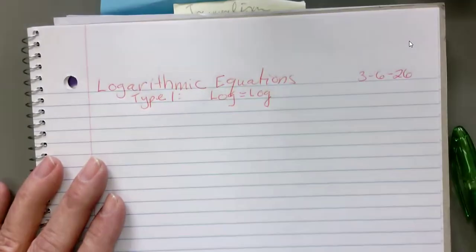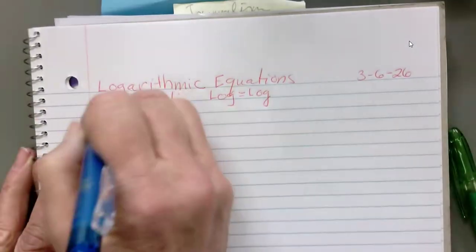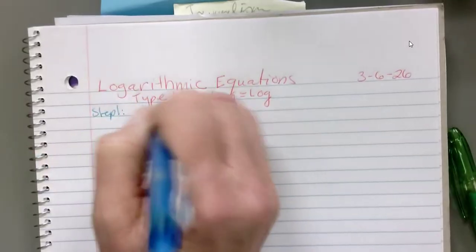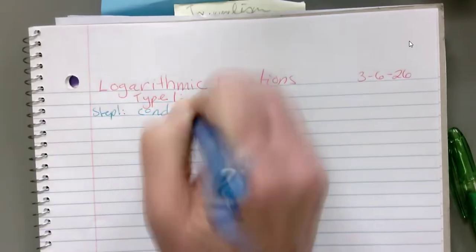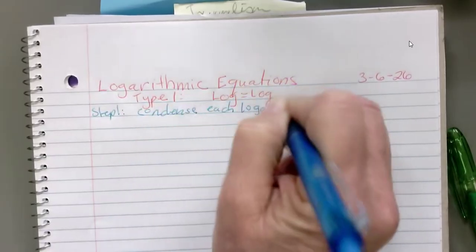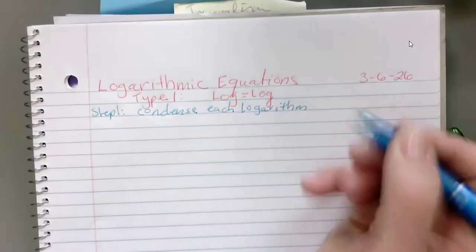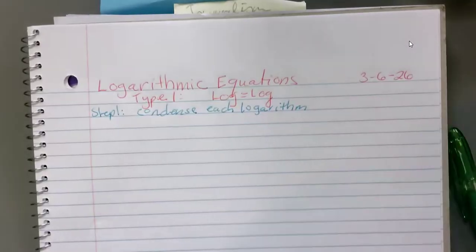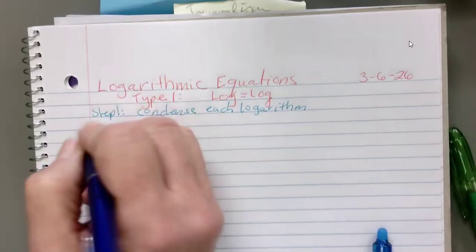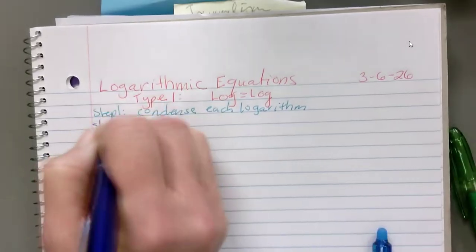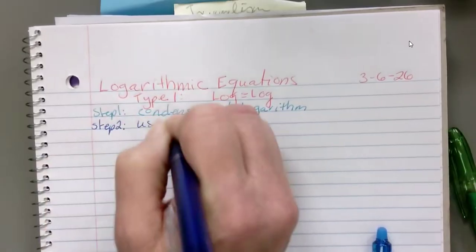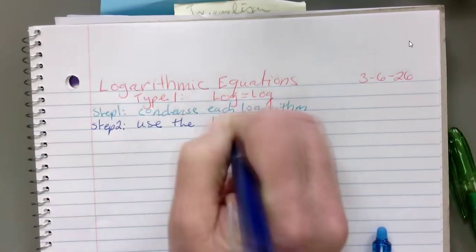Okay, so step 1 says to condense each logarithm, right? We want to condense it, make it shorter, put it together, following our logarithmic properties, which is what we've been working on up until this point. Then we've got step 2. We're going to use the one-to-one property.